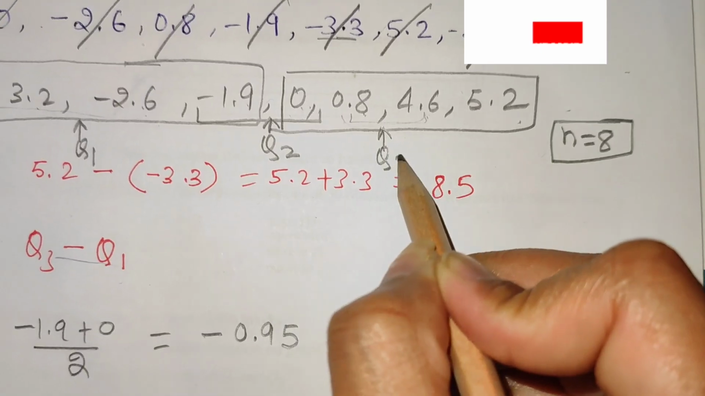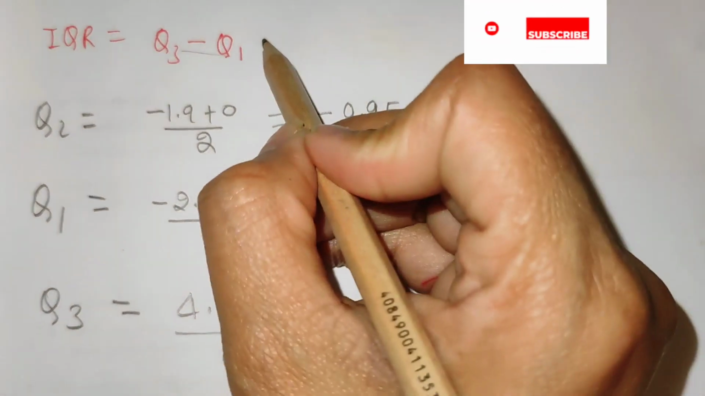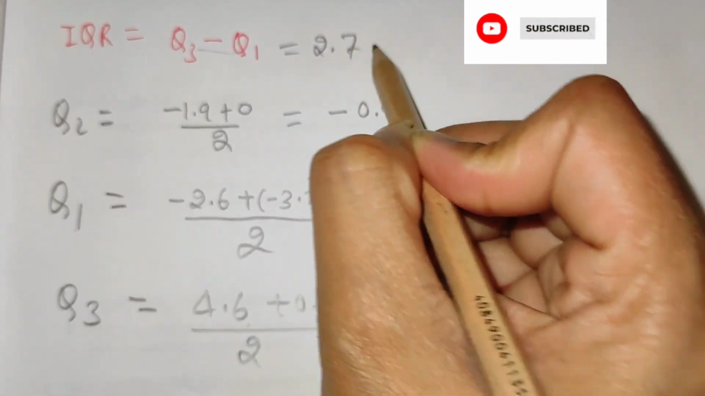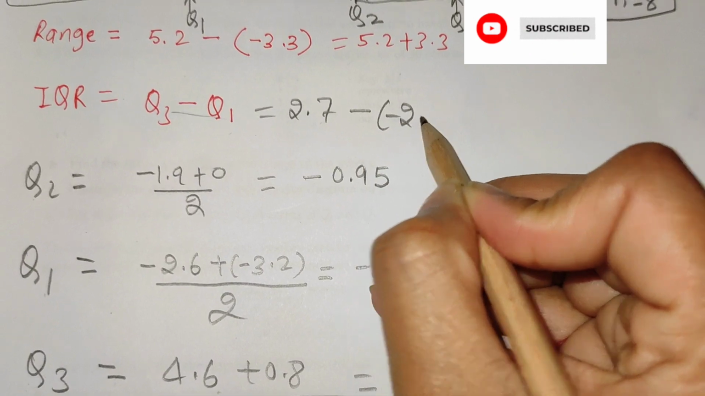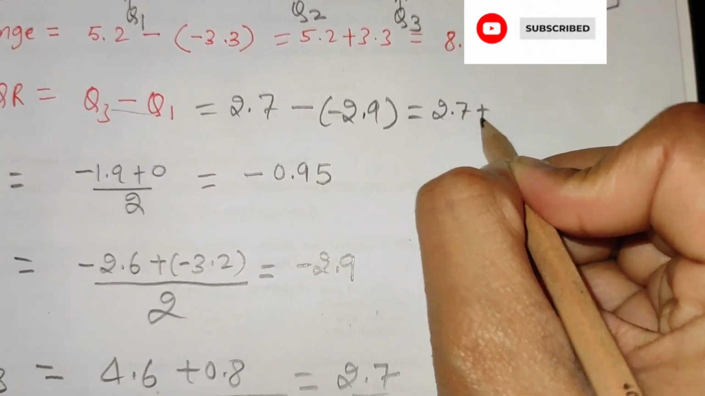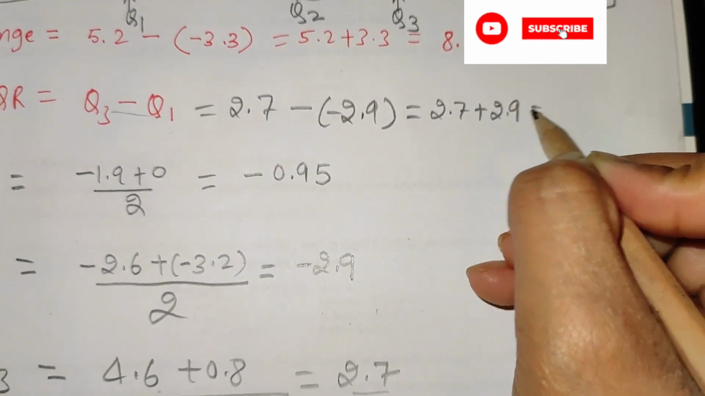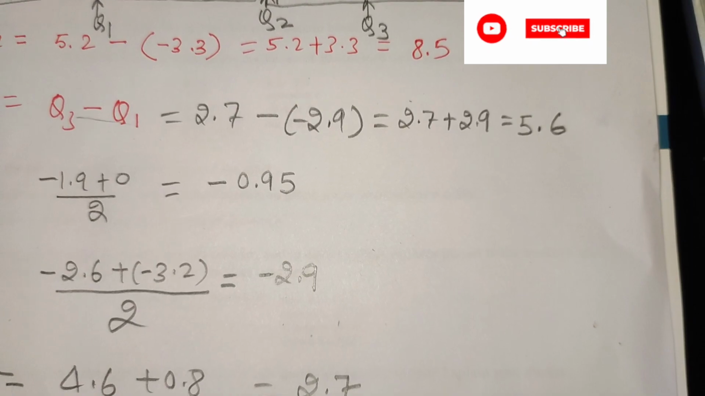Now I have to find the IQR. Q3 is 2.7, so let me write down 2.7 minus Q1, which is minus 2.9. So it becomes 2.7 plus 2.9. You can use your calculator, or you can just do it this way. That's 5.6. So that's your answer. That's your IQR.